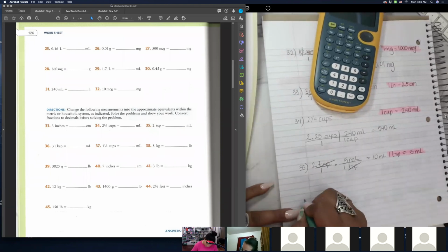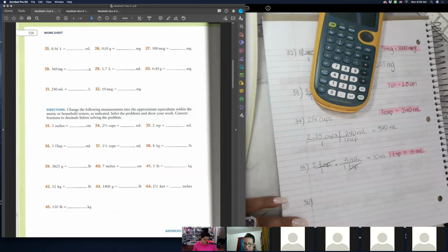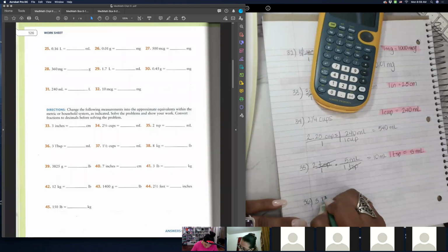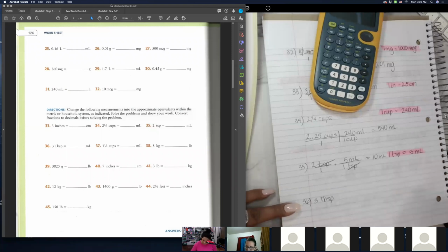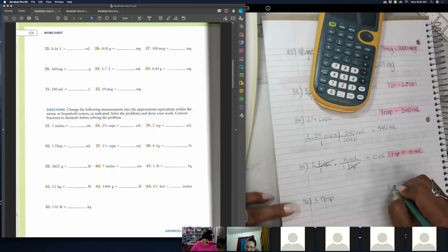All right, 36. 3 tablespoons. And guys, make sure, especially the metric household equivalents that you are going to find in box 6.2, make sure you're studying those because those are always going to pop up in every test because we don't tend to use them in our daily lives. So of course, they like to test you on these. Okay, so 1 tablespoon is equal to 15 milliliters.